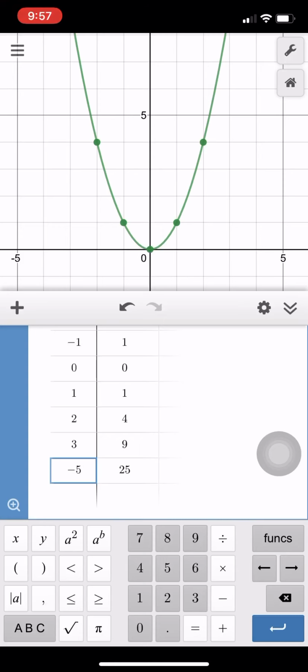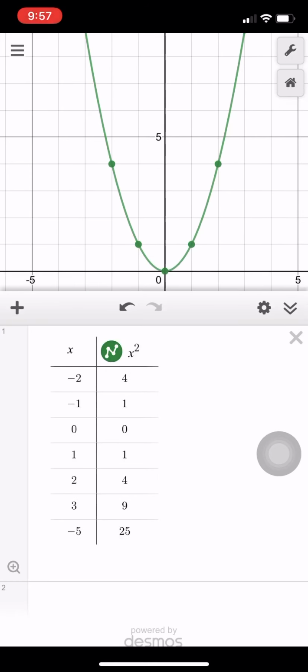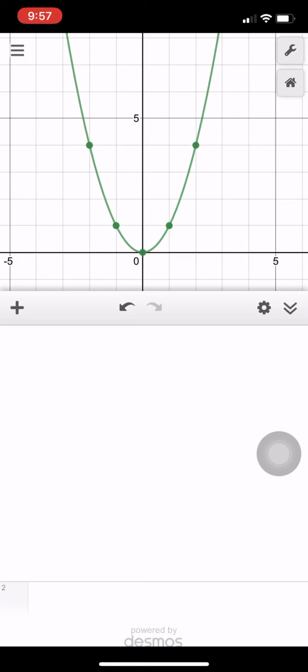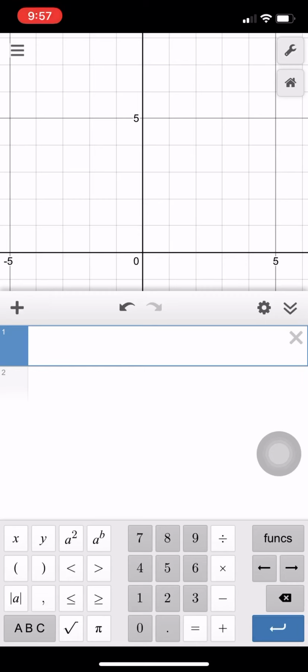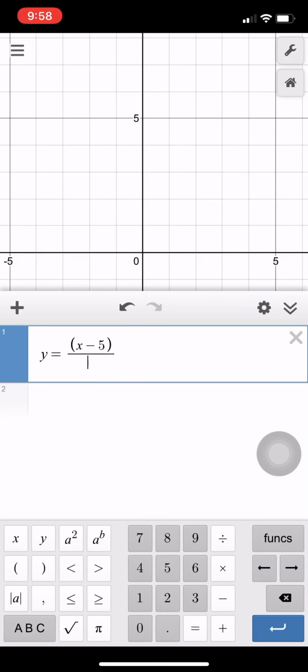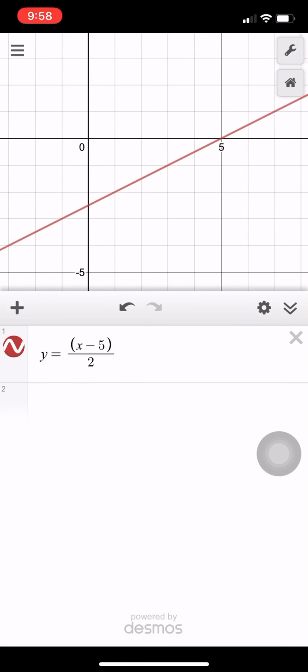You can add as many points as you want, or you can zoom in and out and try to figure out what the points are. Either way is fine. I think the table is a little easier than trying to guess, but it's up to you. The other thing is, if you have a fraction that you need to graph, after y equals, put the top of the fraction in parentheses. So let's say x minus 5, close the parentheses, and then use a division sign to go right under. Say there's a 2 under there, and again it gives me my graph.